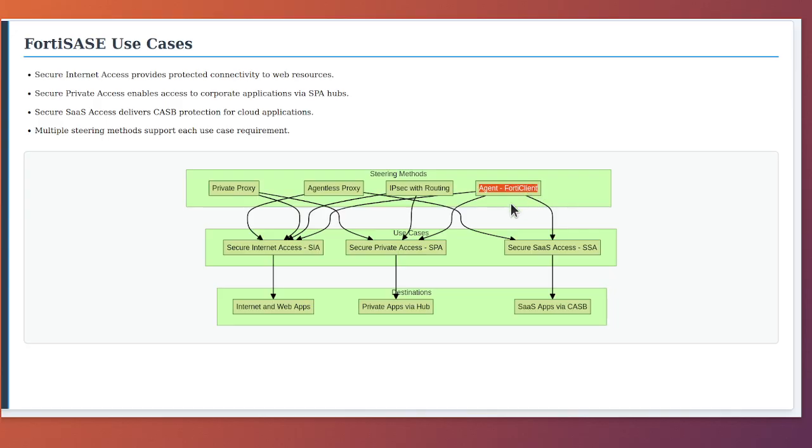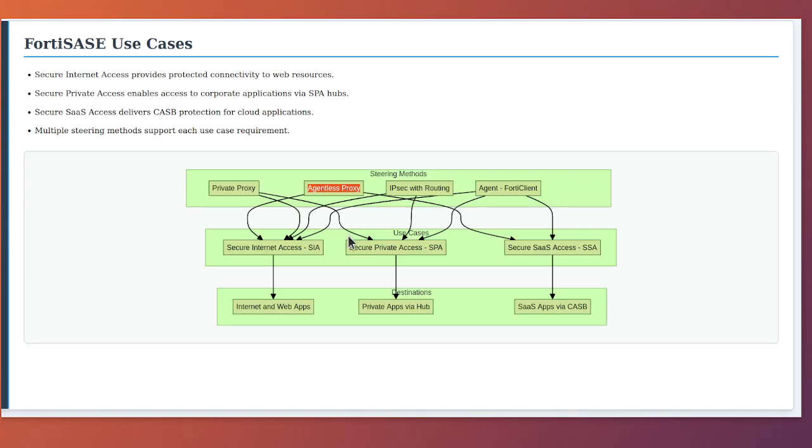IPsec with routing, which includes thin edge and branch on-ramp options, allows network devices to route traffic to FortiSASE. IPsec with explicit proxy, known as private proxy, combines IPsec tunneling with proxy functionality. The agentless proxy method allows users to configure their browsers to use FortiSASE directly.